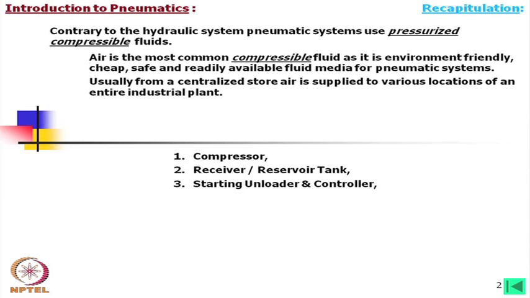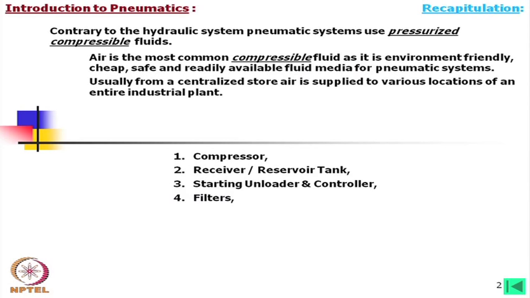For that, the system which we have discussed earlier is called a starting unloader, and there is also a controller. If we need better control nowadays, an electronic control system, maybe with a hydraulic circuit, can be utilized. Next, we need filters. When the compressed air is being supplied to the machines, first it is filtered, then we need to regulate it. So there will be a regulator, as well as maybe flow control valves.